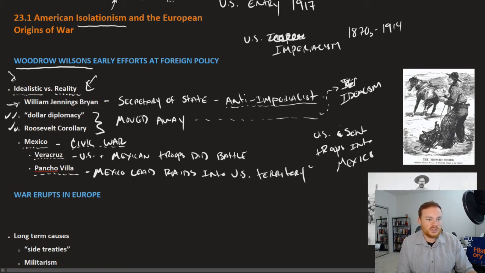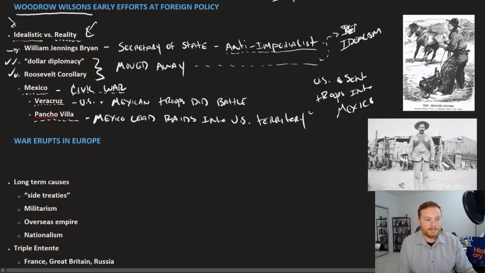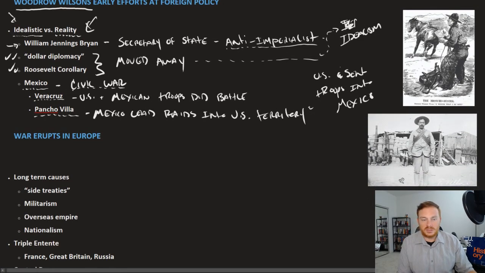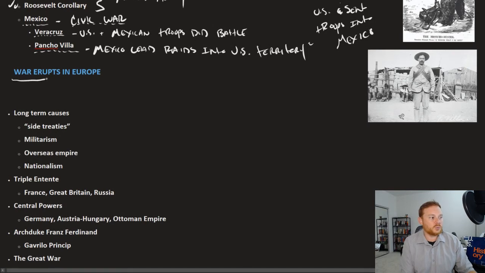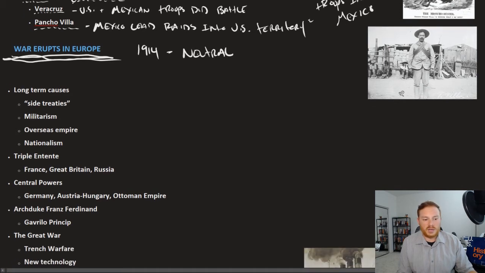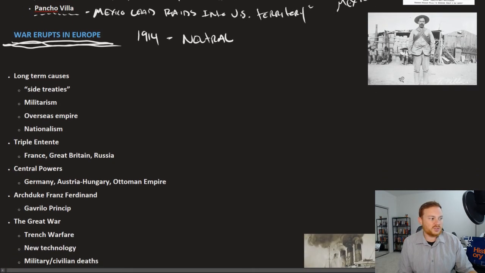Now, of course, Wilson's position on imperialism aside, by far the most important part in this chapter is when war breaks out in Europe. And initially when war breaks out in 1914, Wilson does want to remain neutral. All right, that is the position. However, let's talk a little bit about how war broke out in Europe in 1914, just really quickly.